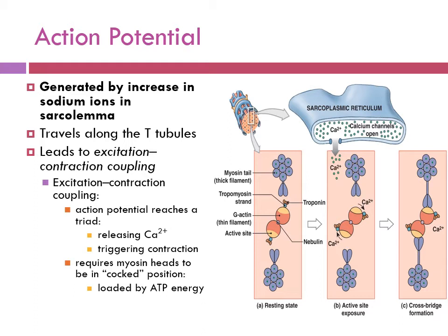Then the calcium binds to the troponin, moves the tropomyosin, uncovers the active sites on the actin, allows the myosin heads to bind to the actin, and then the power stroke is the actual contraction. So the release of calcium from the sarcoplasmic reticulum triggers muscle contraction. That muscle contraction requires the myosin heads to be in what's called a cocked position, where they are loaded by the energy from an ATP molecule.